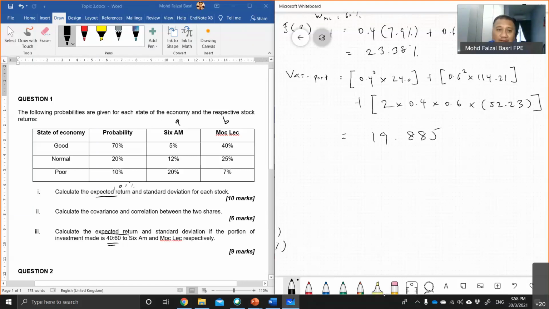So for those who didn't get it, recalculate. This is 0.4 squared times 24, you get 3 point something. 0.6 squared times 114, you get what? So the total just now was 44, remember. This is 44. Then you multiply with this. Because this is negative, don't forget, you multiply with a negative figure. So you will get quite a huge negative amount here. So 44 minus something, you get 19.885.